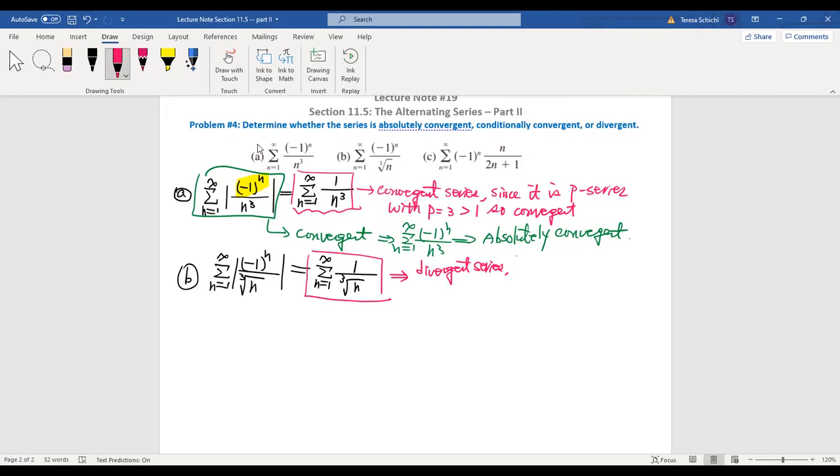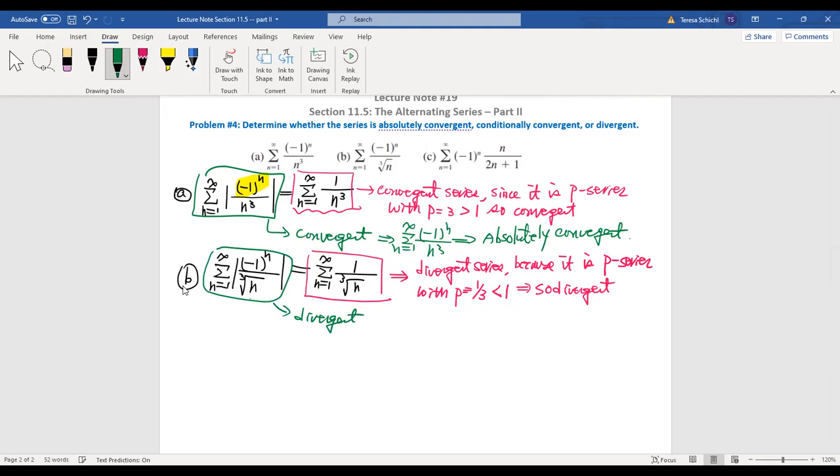Why? Because it is a P series. And what is the P here? The P here is 1/3, right? Because n to the cube root means P is equal to 1/3, which is less than 1. So by the P series test, less than 1 means it's divergent. So I know this series is divergent. If this series is divergent, then we know the absolute series is divergent.